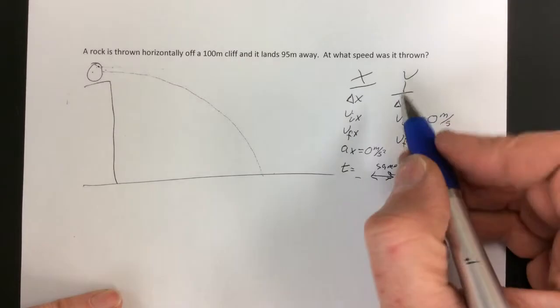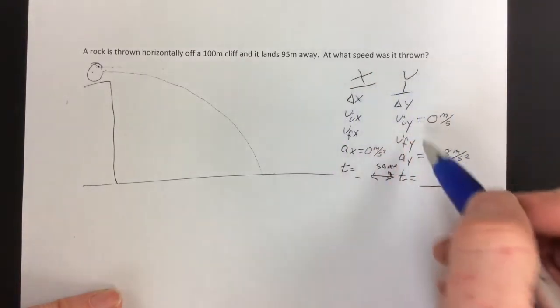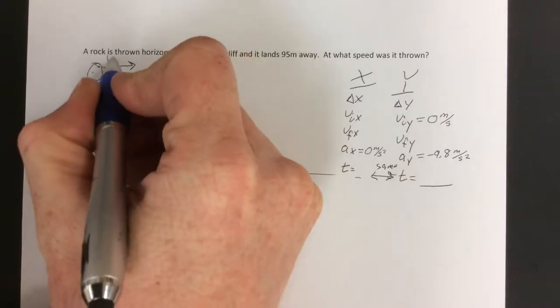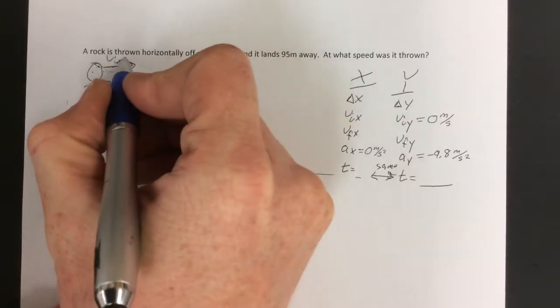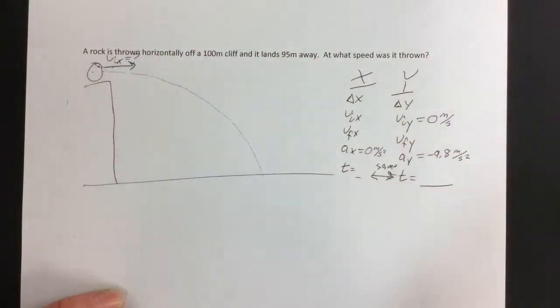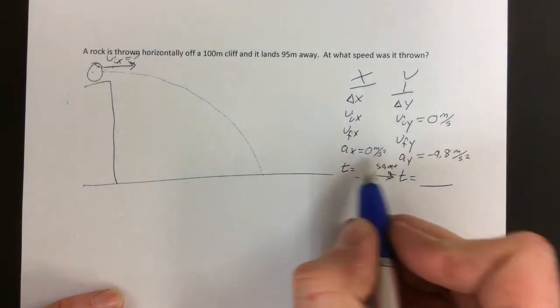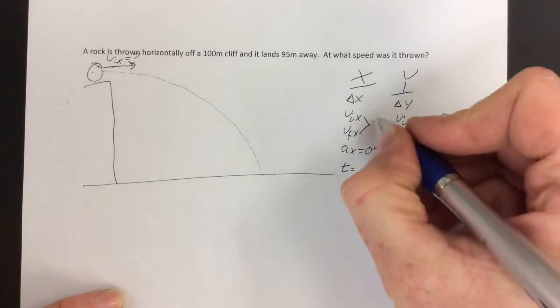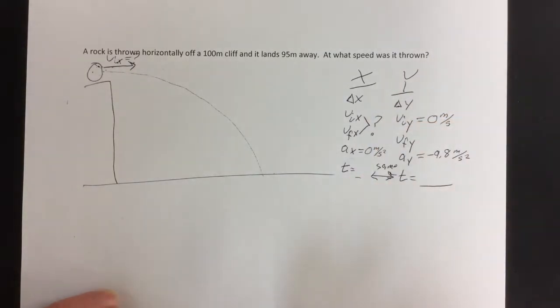I'm asking for the speed it's thrown. Well, I'm throwing it horizontally with some velocity in the X direction. I don't know what that is, and that's what I'm trying to solve. Because my acceleration in the X direction is 0, the initial and final velocities are the same, and what I'm solving for is my velocity in the X direction. Initial, final, they're the same.